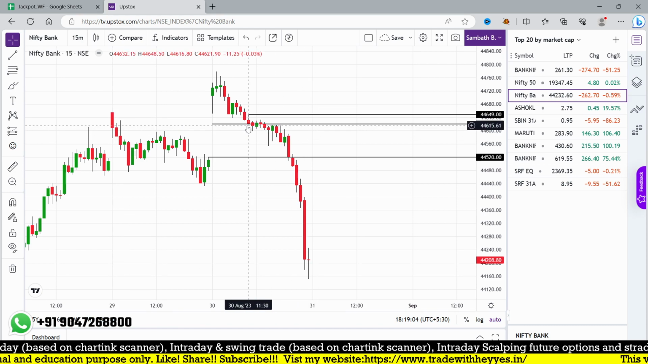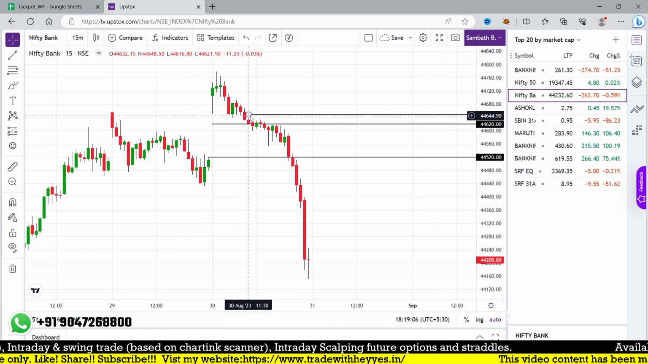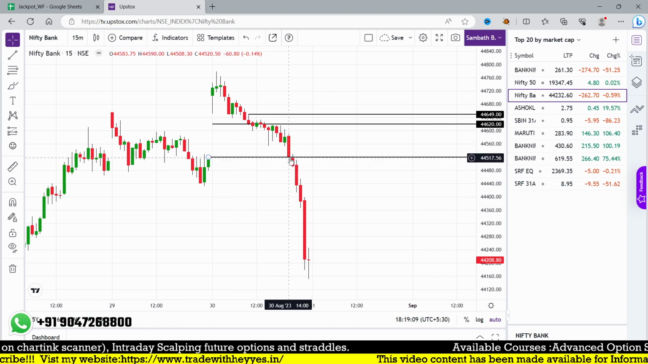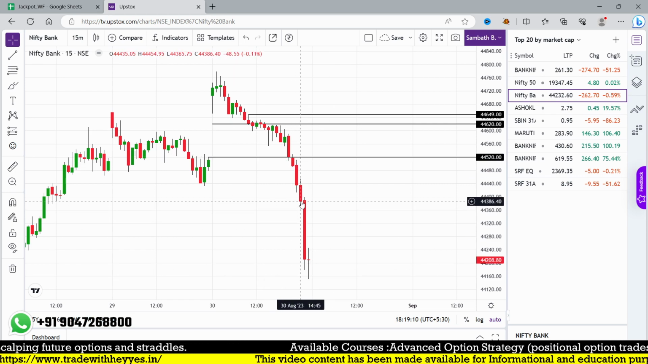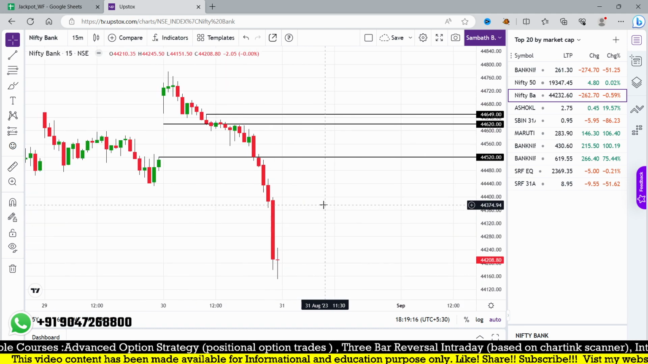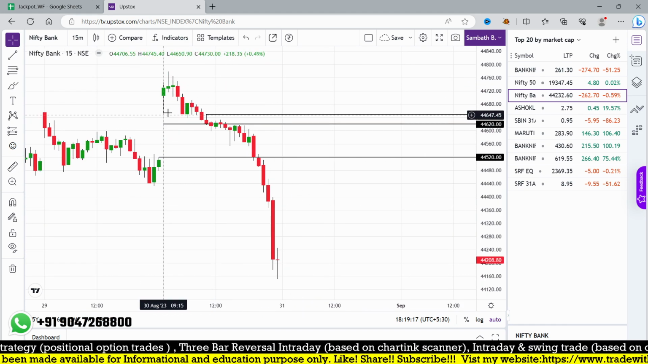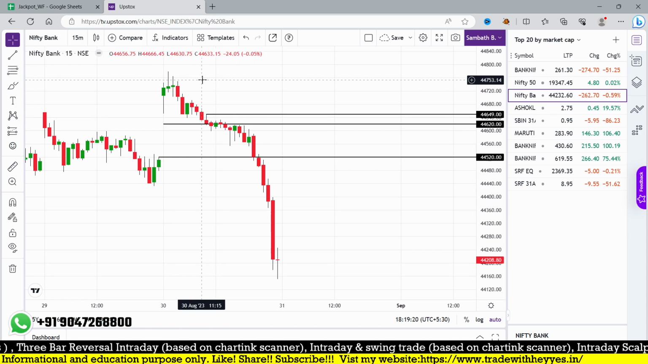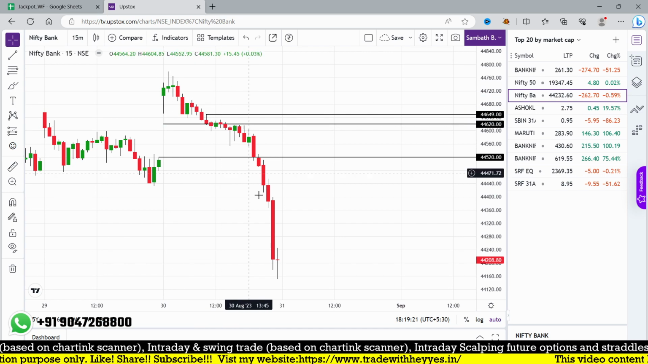So here is my entry point which I'm looking for, and this is my stop loss, and this is my target. But it kept on moving lower, and around closing hours, it gave you such a big down move. Okay, so that has happened. Initially, it's showing you positive, but after the open, it shows positive. But the trend is negative.